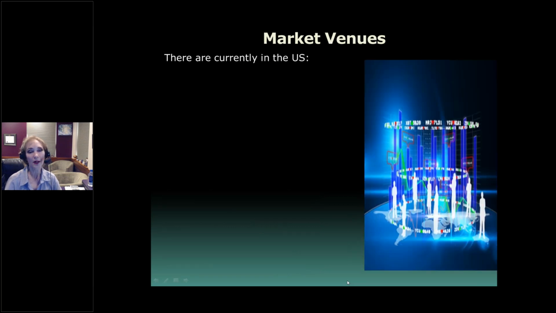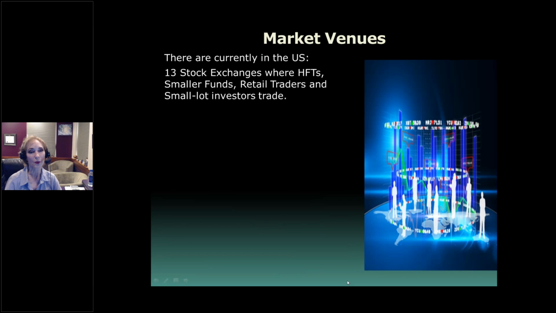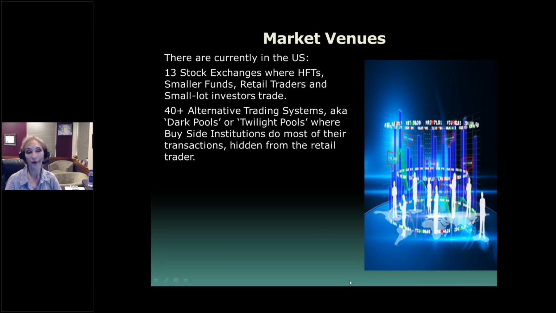There are currently in the U.S. market 13 stock exchanges where HFTs, smaller funds, retail traders, and small lot investors trade, but retail traders never get to the exchanges. There are 40 or more alternative trading systems for dark pools, twilight pools, where buy-side institutions do most of their transactions, hidden from the retail trader, even if you use level 2 or level 3.